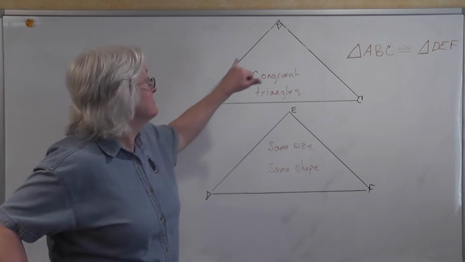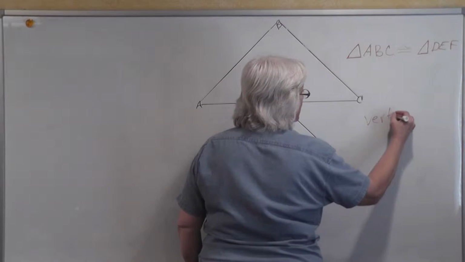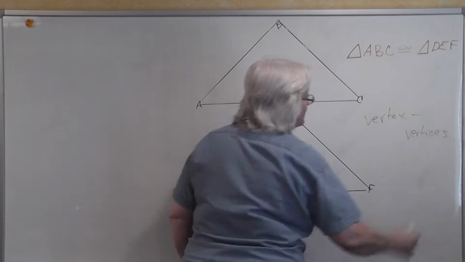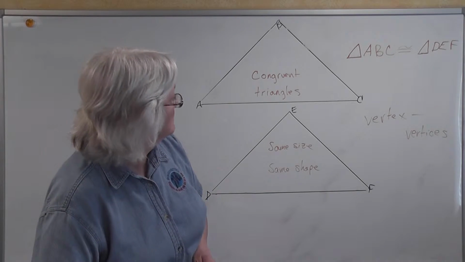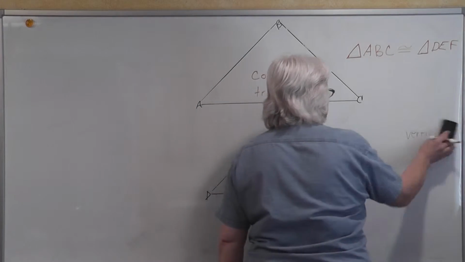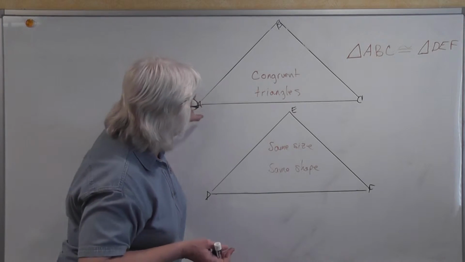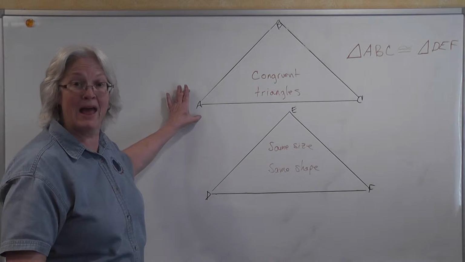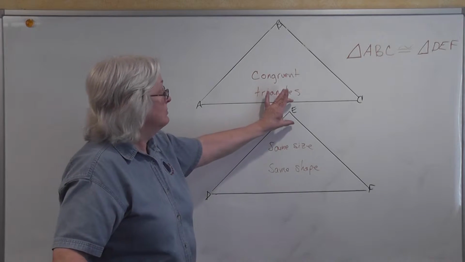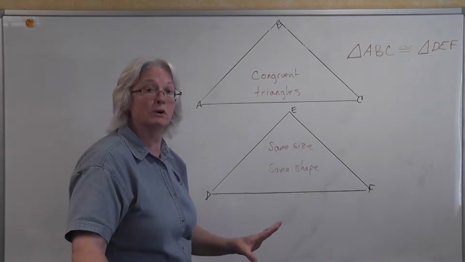This is vertex A, vertex B, vertex C. Vertex is one vertex. If you have more than one, it's like the Latin plural, vertices. It's not vertexes, it's vertices. So the angles at the matching vertices are going to be the same. The lengths of the sides are going to be the same. And they're called corresponding. So angle A and angle D are corresponding angles. Angle B and angle E are corresponding angles. Angle C and angle F are also corresponding angles.